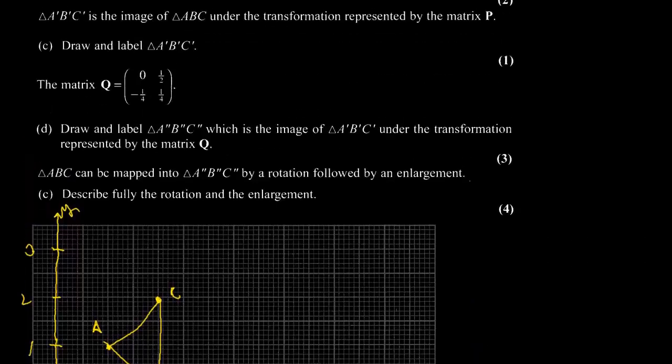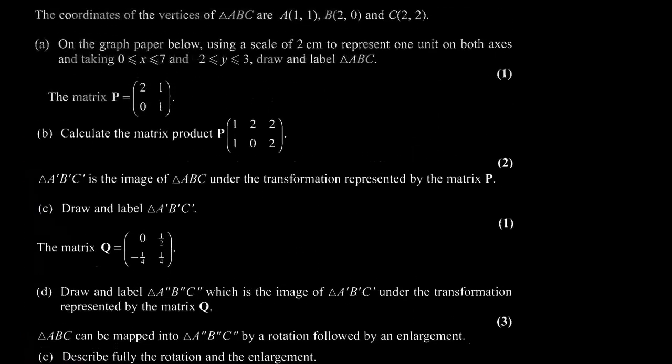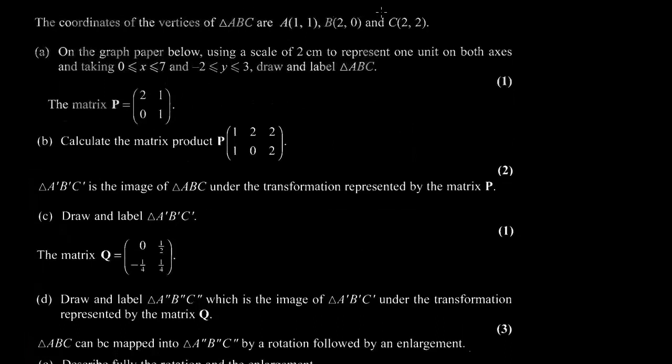The next thing that we have to do is calculate a matrix. These 3 points are rewritten as a matrix. So (1, 1) is 1 1, (2, 0) is 2 0, (2, 2) is this. This is A, this is B, and this is C. What we have to do is multiply the matrix of the object with the transformation matrix, and write down the answer. So let's do this here.